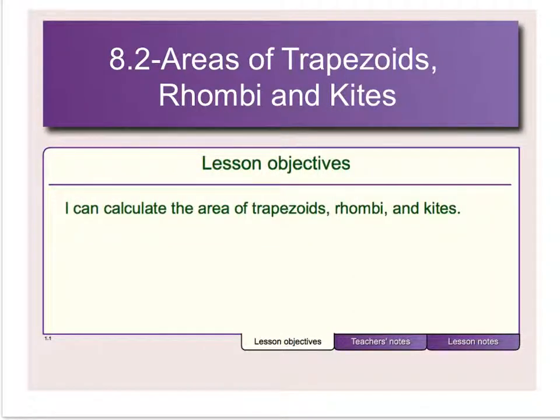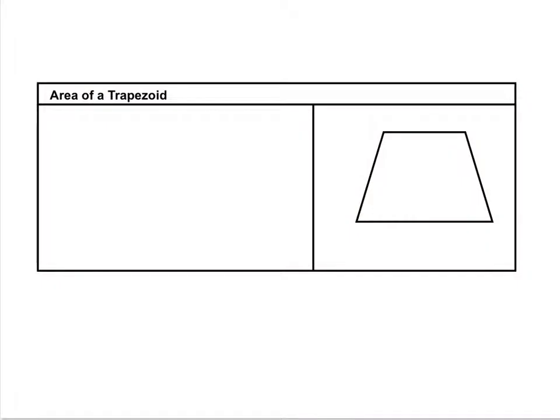Okay, geometry, ladies and gentlemen, this is 8.2. We're talking about the area of trapezoids, rhombi, which is just the plural of rhombus, and kites. So trapezoids, rhombi, and kites, that's what we're talking about, figuring out the area of those things. So let's get right into it.